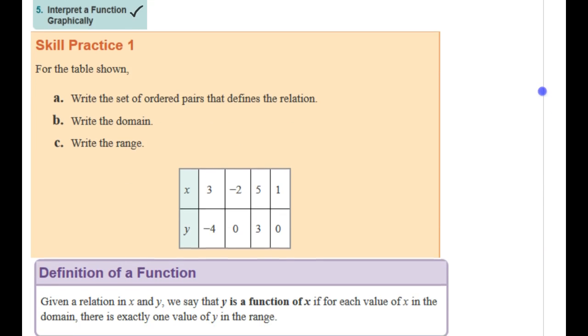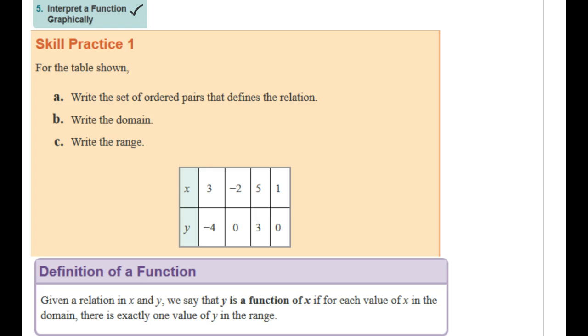So let's look at the first example, and this again is on notation here. If I give you this relationship, saying I put in 3 into the function, I get out -4. I put in -2, I get out 0. I put in 5, I get out 3. I put in 1, I get out 0. So the first example wants me to write the set of ordered pairs that define the relationship.